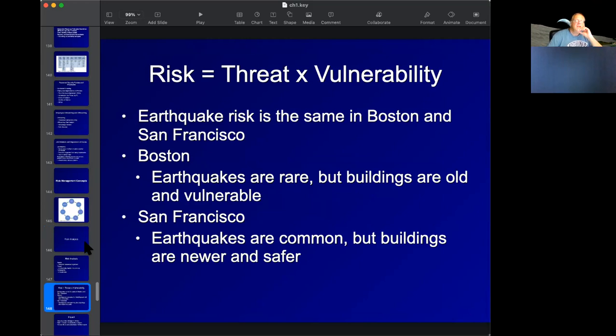So you take the threat times the vulnerability, for example, and it turns out earthquakes are the same risk in Boston and San Francisco. In Boston, there are very few earthquakes, but the buildings are not built up to good standards, so they fall down when they get a small earthquake. In San Francisco, we have earthquakes all the time, but the buildings are safer. So the end result is it's about the same risk.